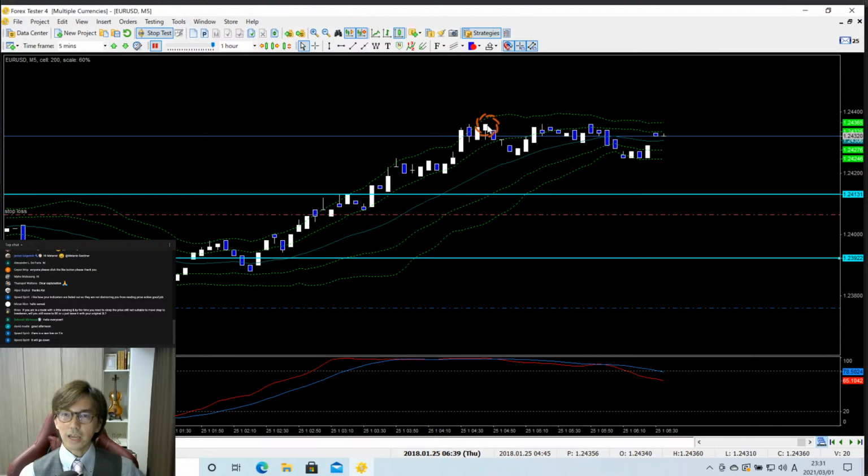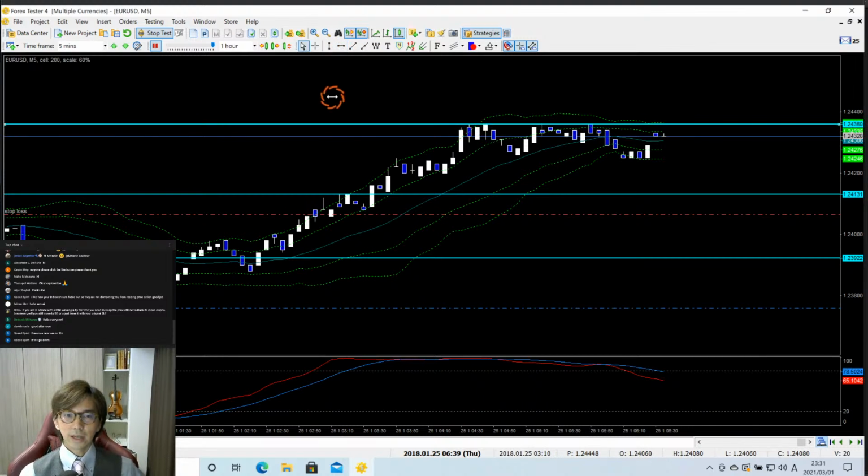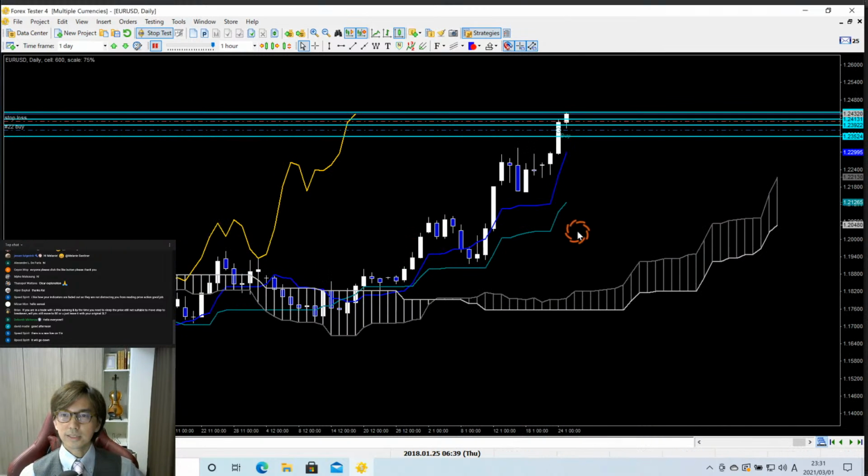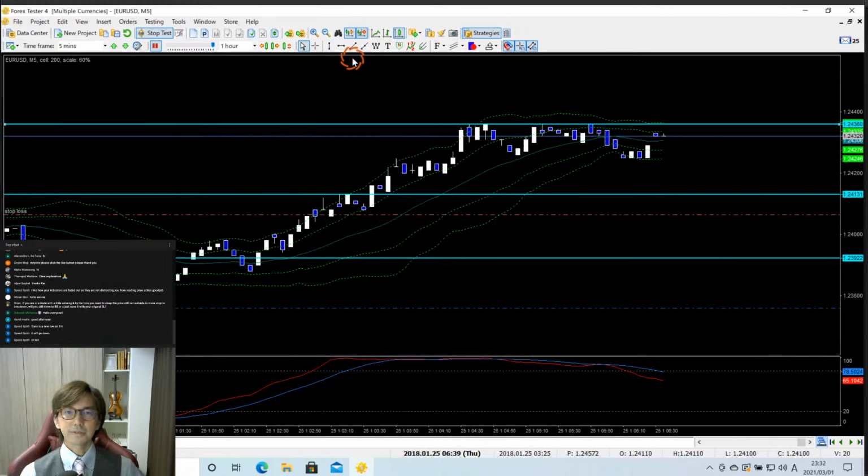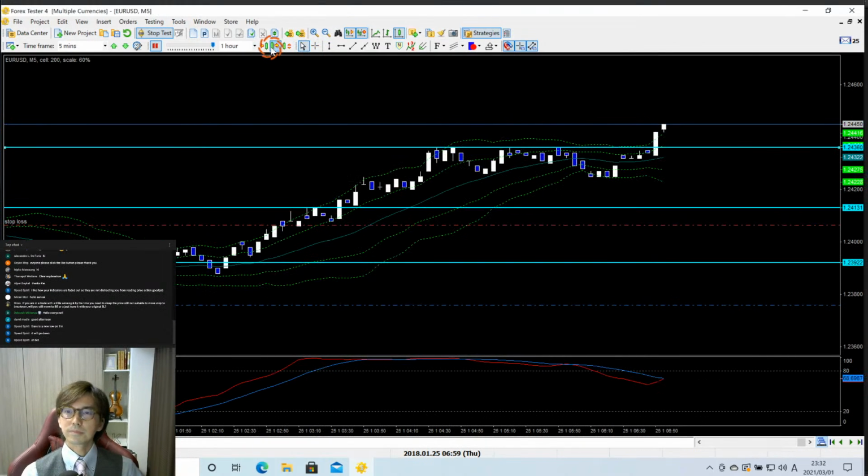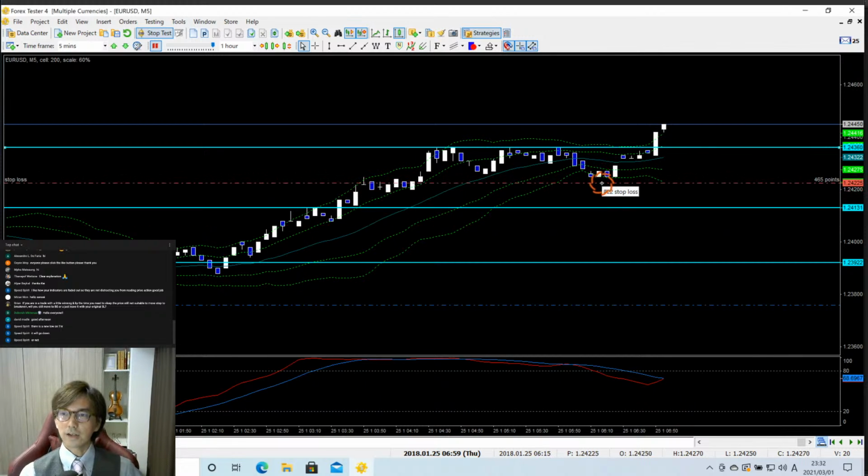Okay, so there is a resistance level over here. And let's see, in a daily chart, it's still uptrending. So I will just keep holding it. Okay, now there's another breakout. So I will move this stop loss to the previous low over here. This is 46 pips of fixed profit. And I keep trading it now.